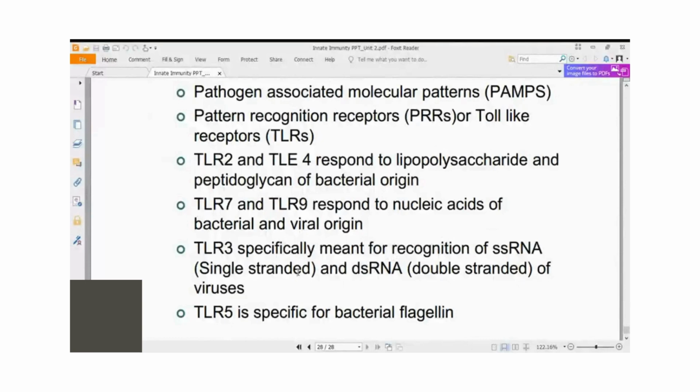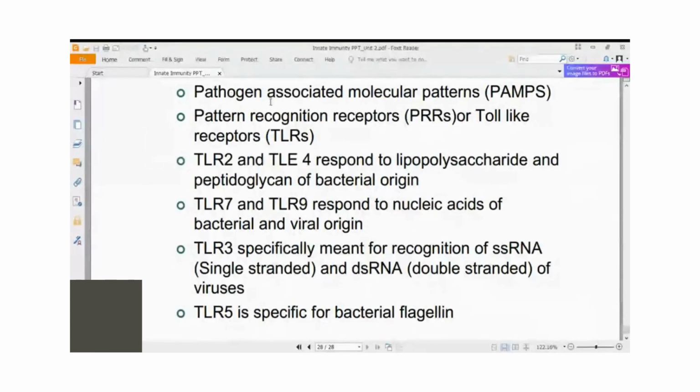Okay, and TLR5 is responsible for recognition of the bacterial flagellin, which is a protein restricted to the flagella of the bacteria. There are many bacteria which are motile using their flagella. That flagella has flagellin protein, which is characteristic of that bacteria and is recognized by TLR5. So you now know that different types of toll-like receptors present on our immune cells are capable of recognizing the pathogen.